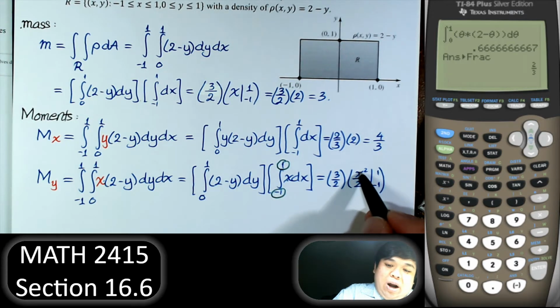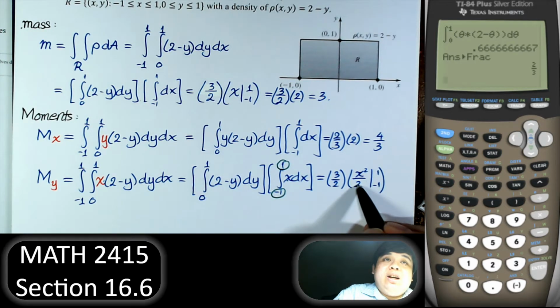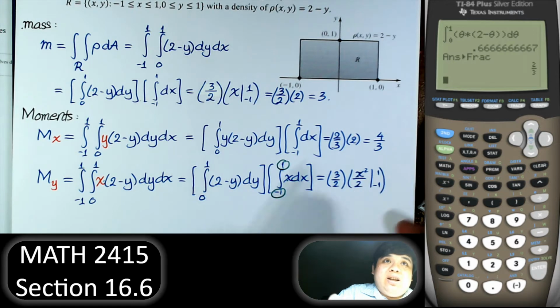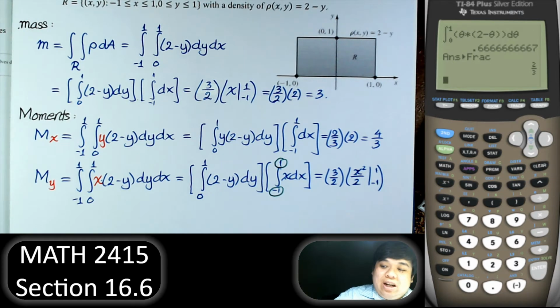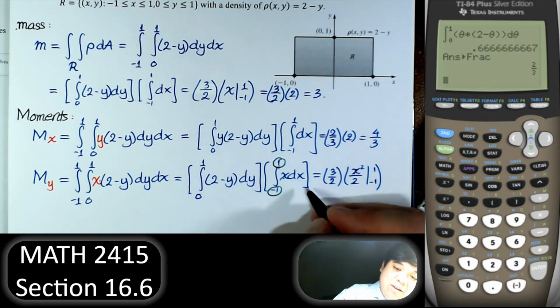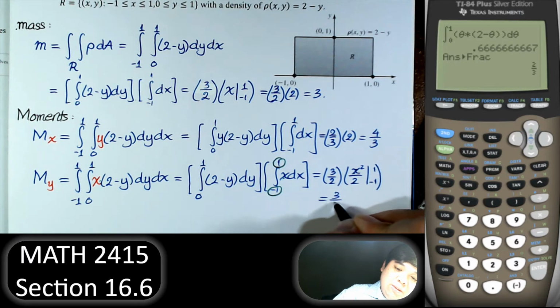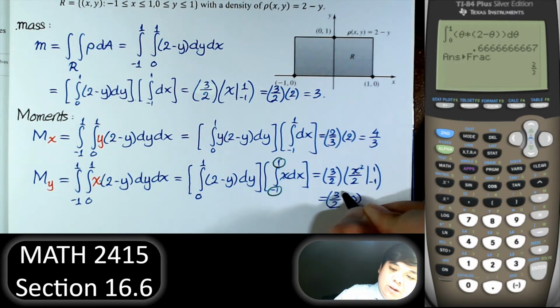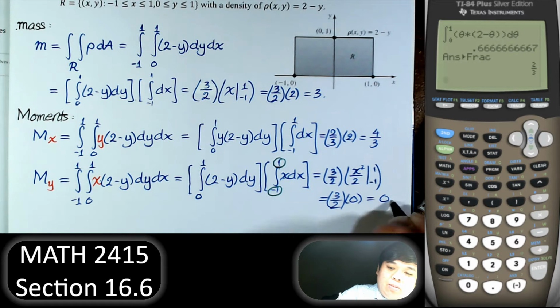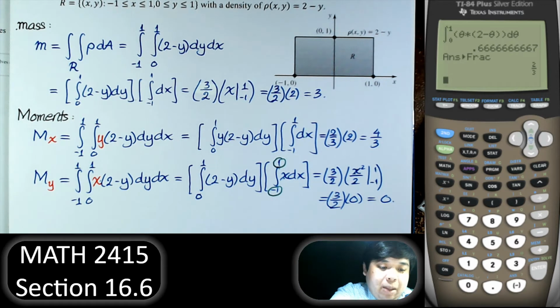Of course, if you put 1 in here and -1 in here for x, they're the same, but subtract that, it gives us 0. So we have 3/2 times 0 is 0. Now, does this make sense?